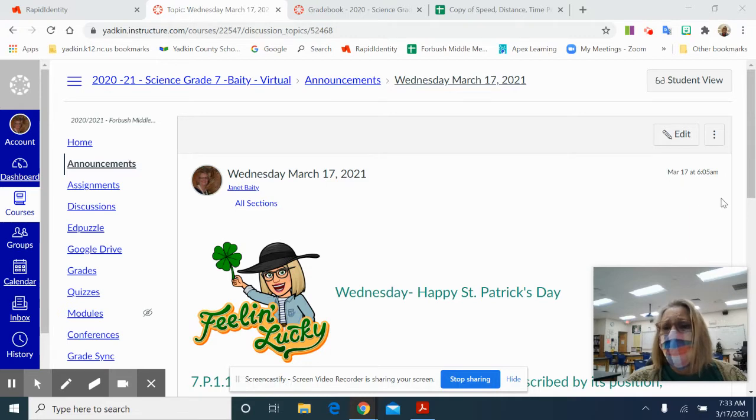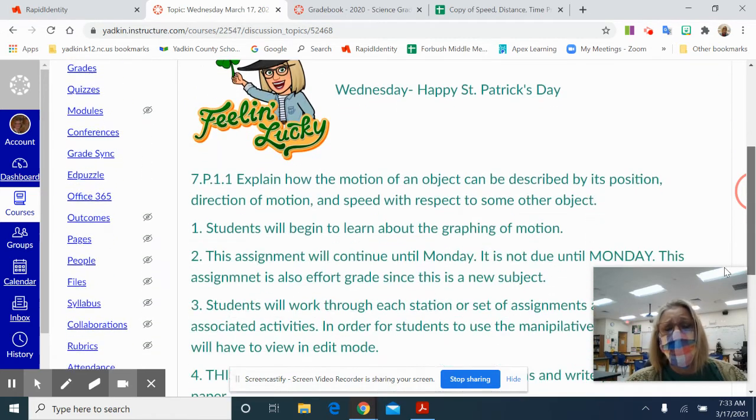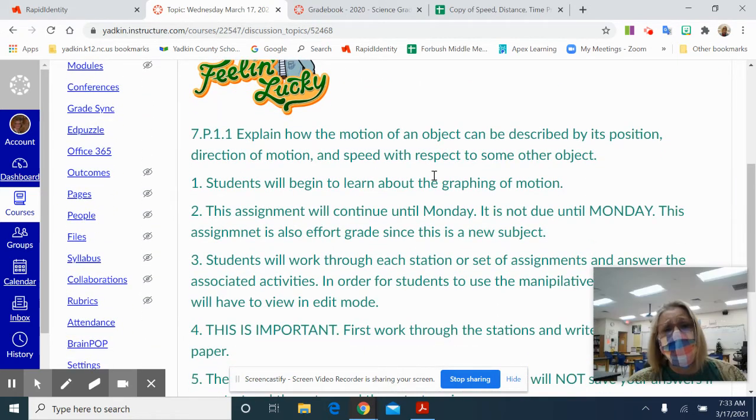Today's assignment will be due on Friday, and what we're going to do is some station labs, and we're going to learn about graphing motion. So our standard is explain how the motion of an object can be described by its position, direction of motion, and speed with respect to some other object. Students will begin to learn about graphing of motion.